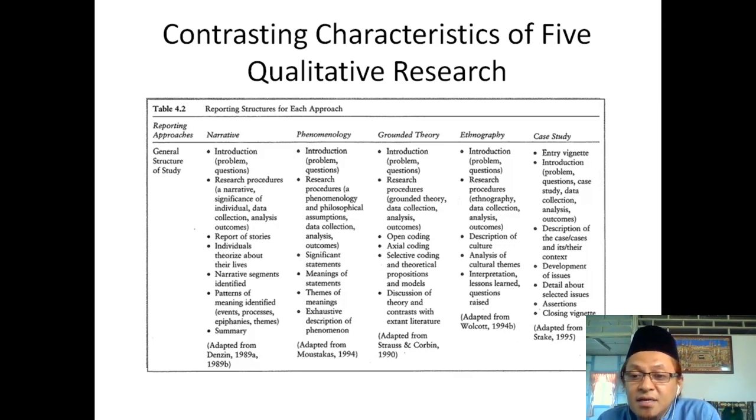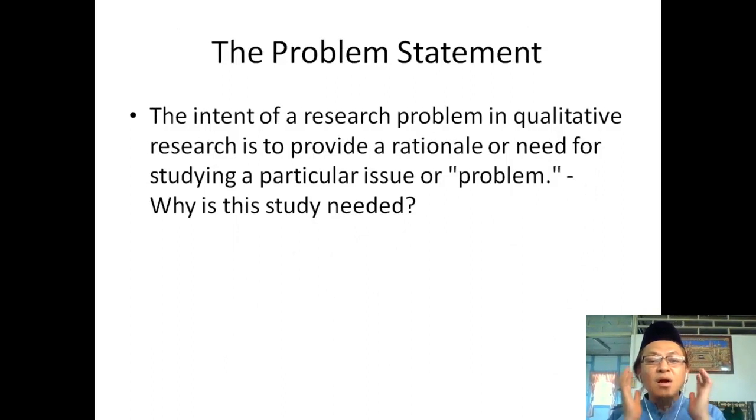Okay, case study. The keyword in case study, normally you have this triangulation, and also you have this boundary. You have to define the boundary, so the scope. Okay, the boundary, description of the case, multiple cases, development of issues, detail about selected issues, assertion, and closing vignette. This is taken from Stake 1995.